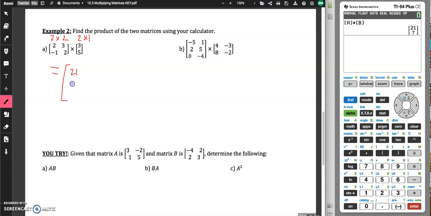21 over 7. Matrix multiplication by hand is actually pretty complicated, so you might be like, I don't really get how they're getting those numbers. It's a little bit complicated, and we're not going through it this semester, so we're just using our calculator to do it. So let's look at one more example.